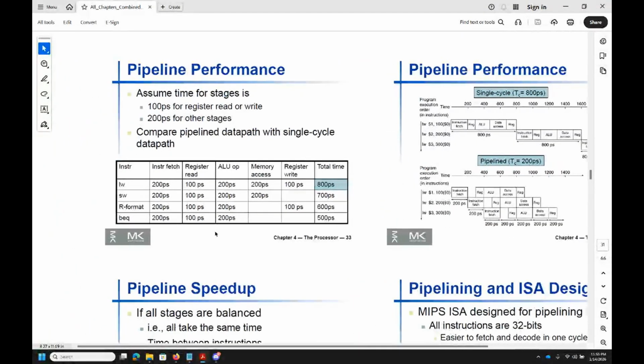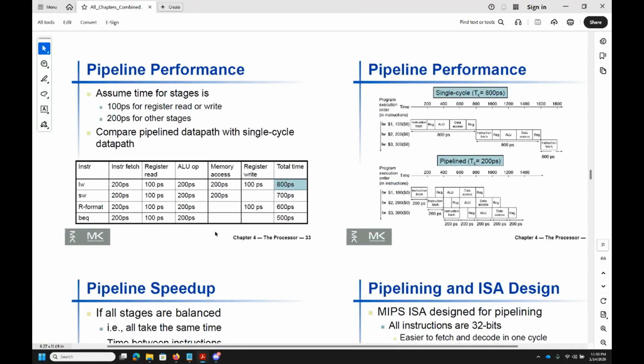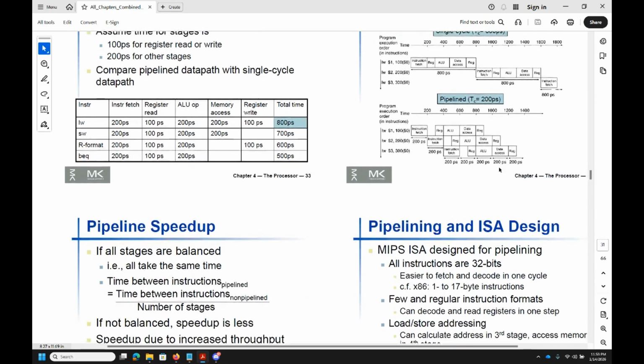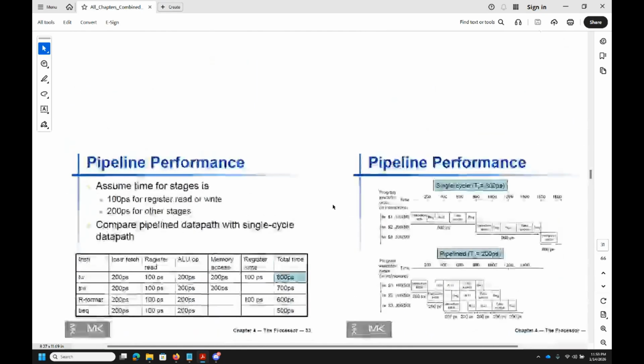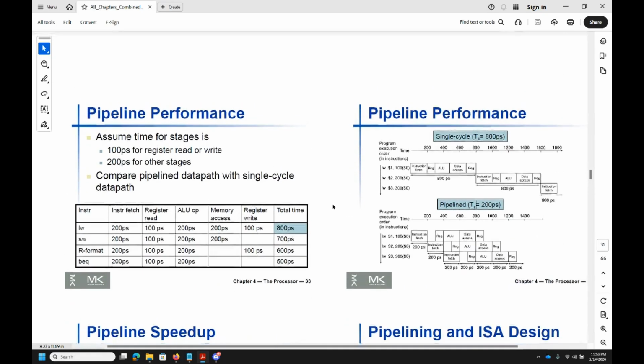So again, here you can see some examples: if the time for stages is 100 picoseconds for a register read or write, or 200 picoseconds for other stages, you can see that if everything takes 200 picoseconds, the total time taken will be 800 picoseconds. Now, if the program is pipelined, then it takes only 200 picoseconds. So this is the cool thing, and it's kind of magic really, because you wonder how, right?